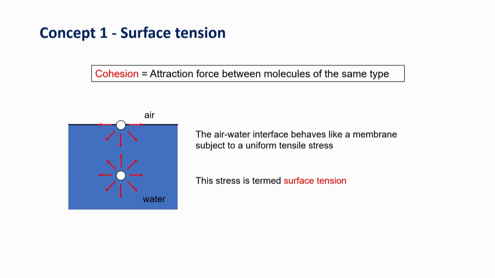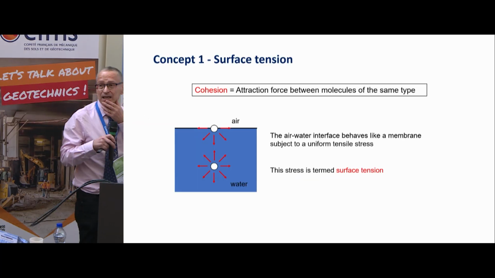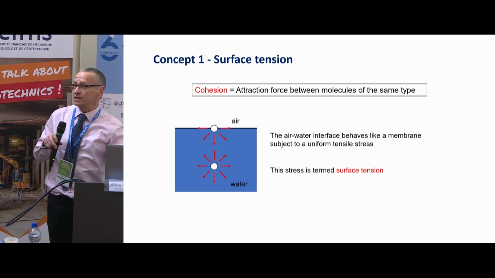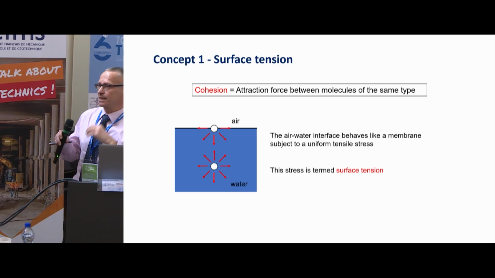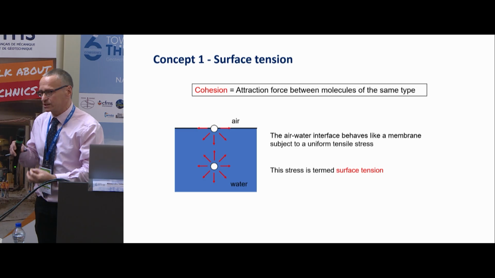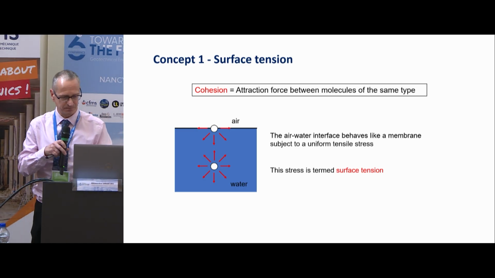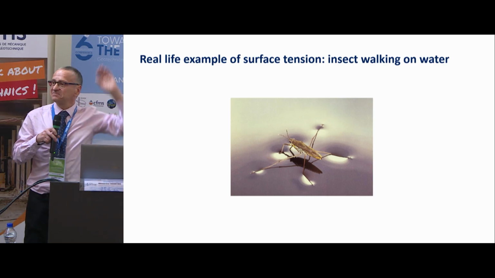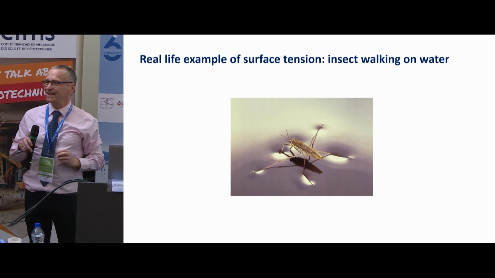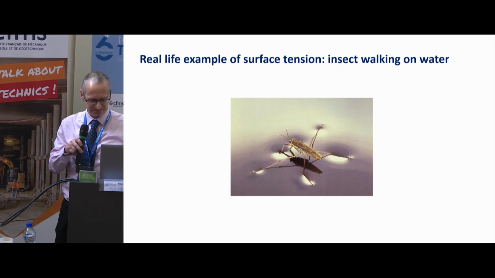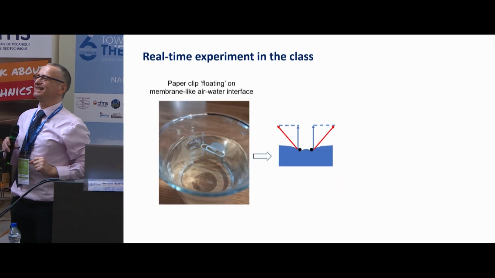So water retention behavior. First, the air-water interface. The separation between the air and water behaves like a membrane in tension subjected to a uniform stress that we name surface tension. That's an example from nature, but difficult to reproduce in the lab. This is something that you can do in the lab.